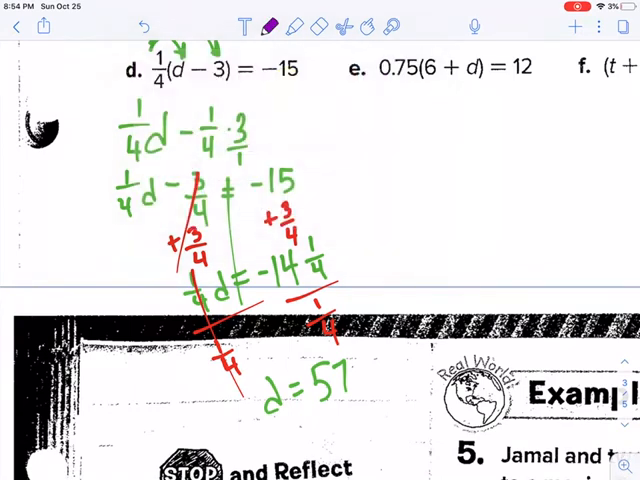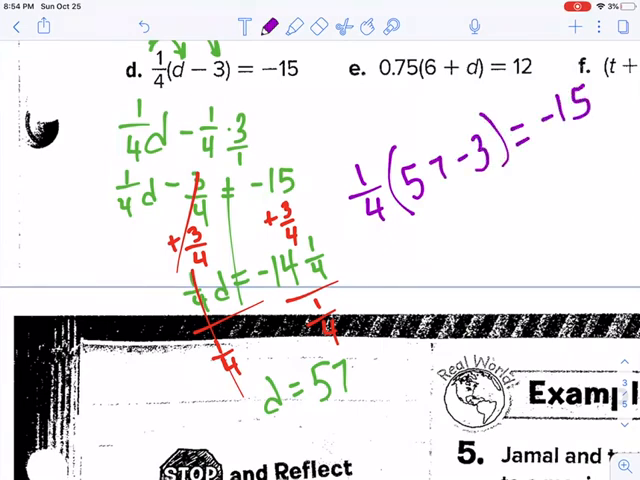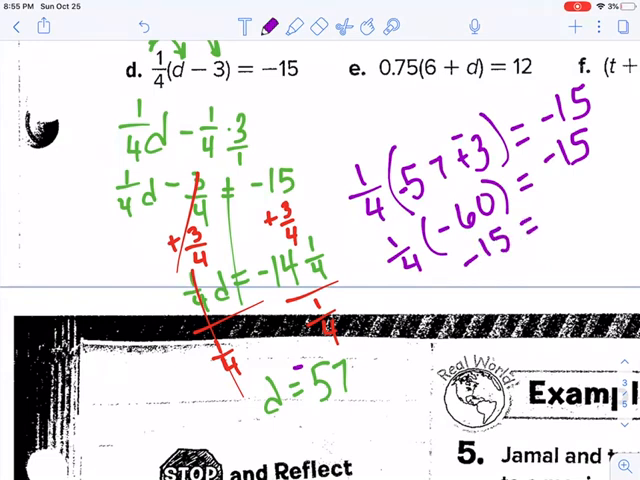So let's go and check this then. 1/4 times 57 minus 3. Does that give us negative 15? Oh, and it looks like we forgot our negative. Make sure you have your negative with your 57. All right, so you have 1/4 times negative 57, and inside, we're going to change it to a plus negative 3. So that's going to give you a negative 60. Does that equal negative 15? Well, this is like saying negative 60 divided by 4, which is negative 15. Again, you can use your calculator if you want to. So that means negative 57 is a good answer.